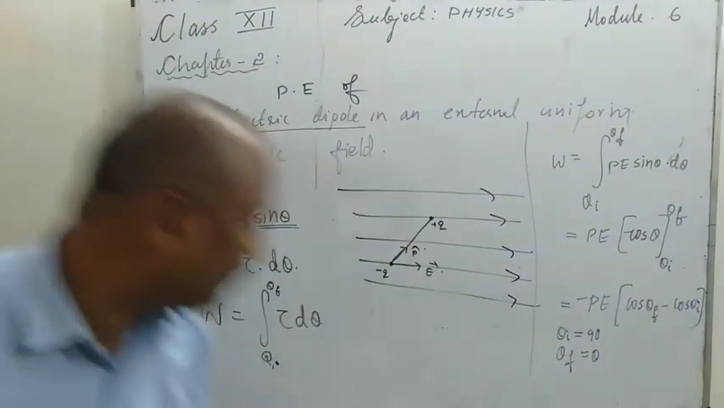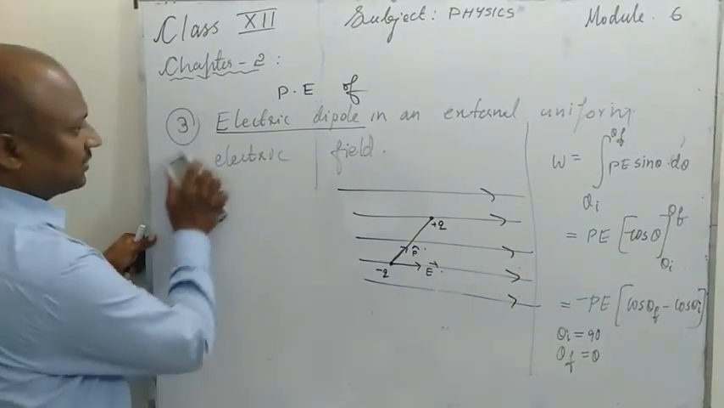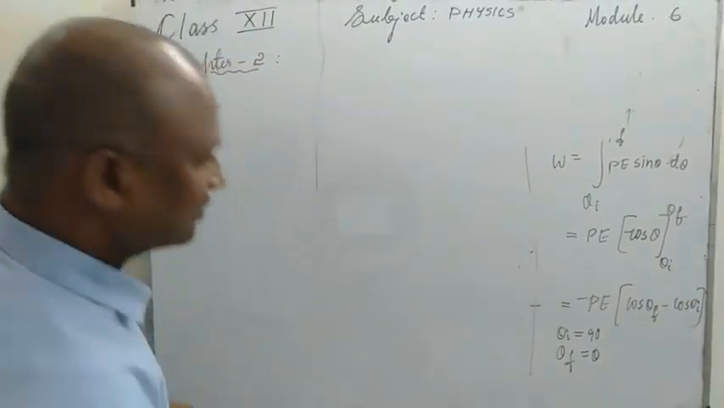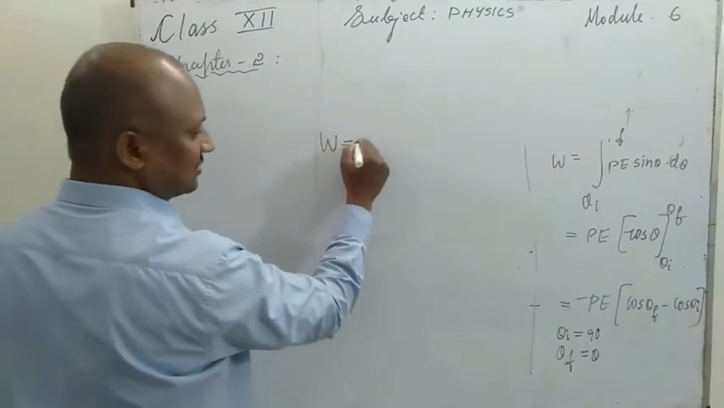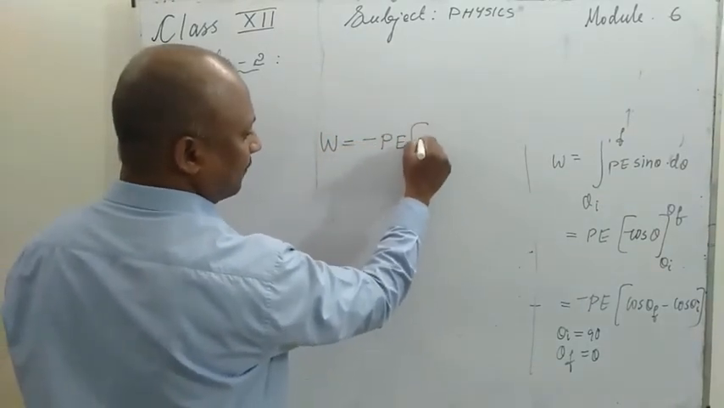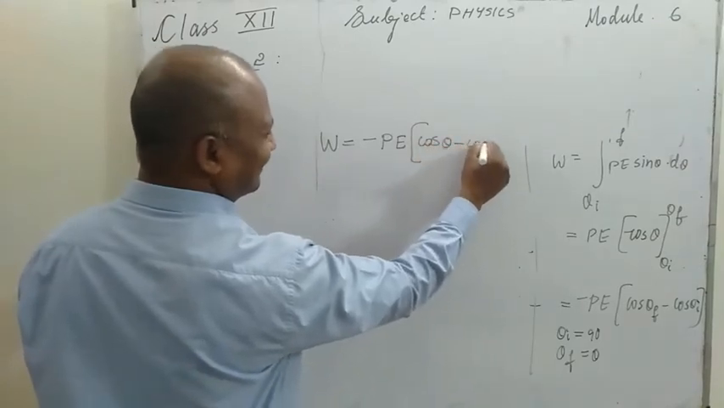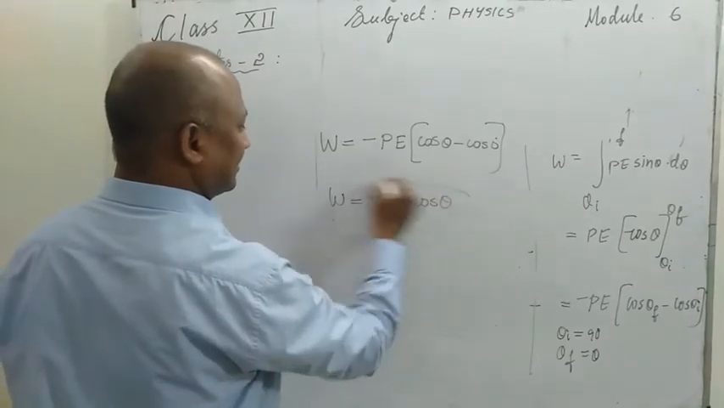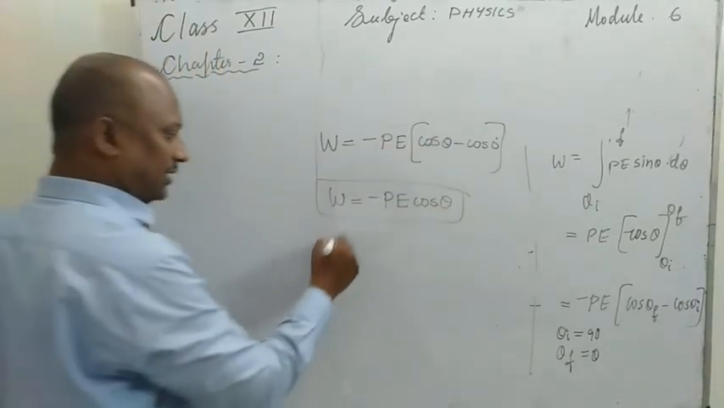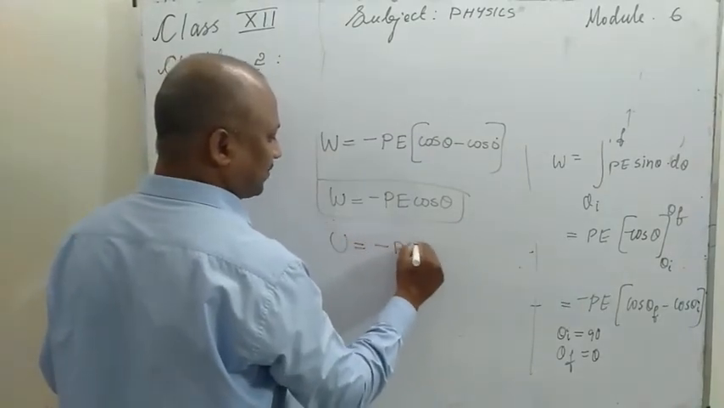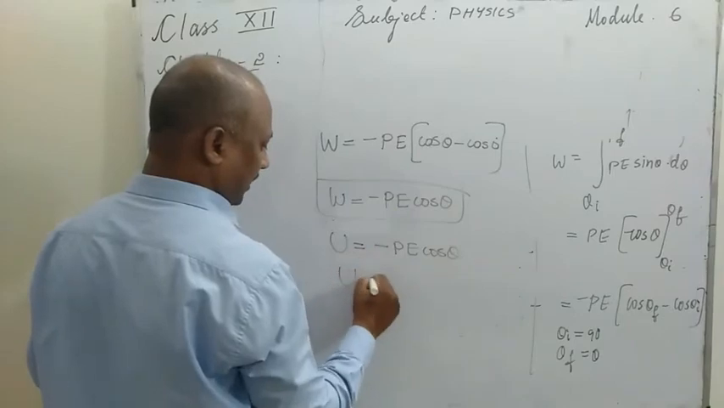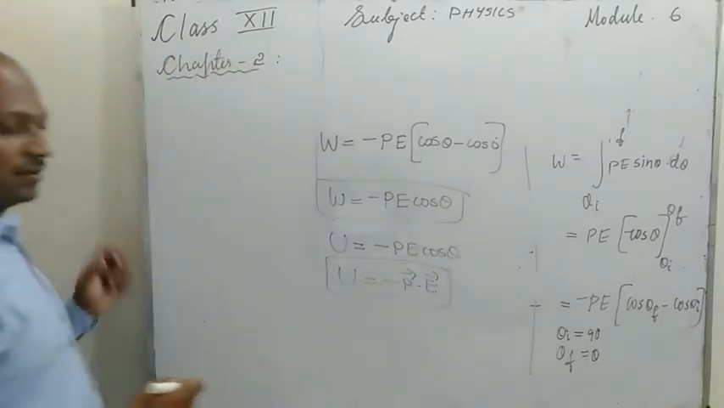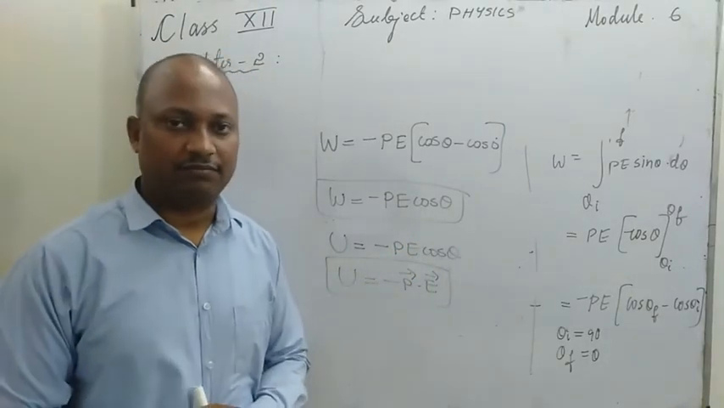So what is the final formula? Work done is equal to minus PE cos theta, and this is the potential energy of the system: minus PE cos theta, or I can write it like this, minus P dot E in vector form.